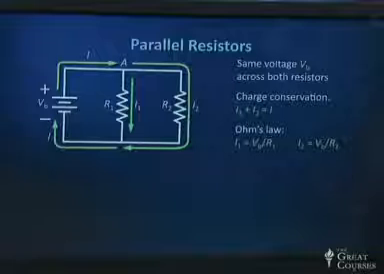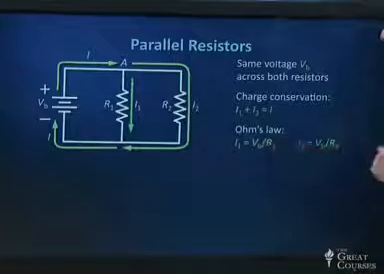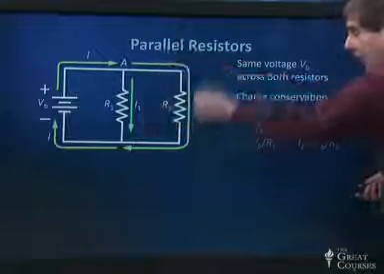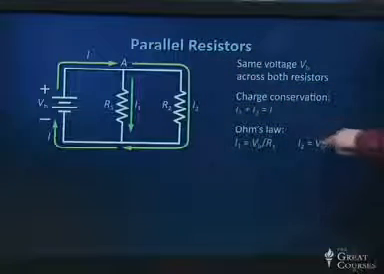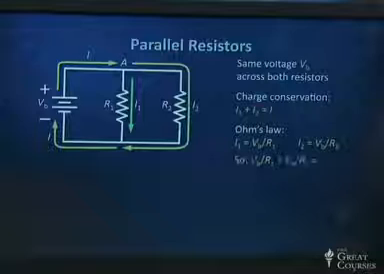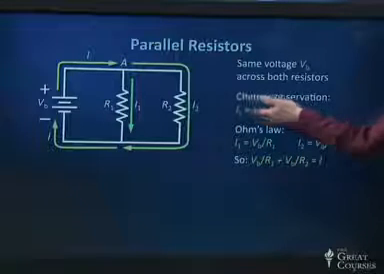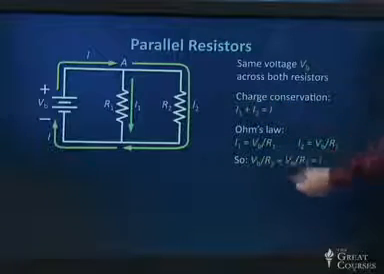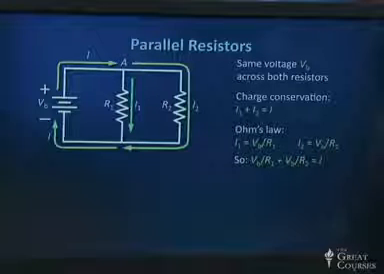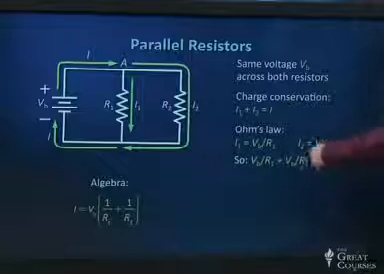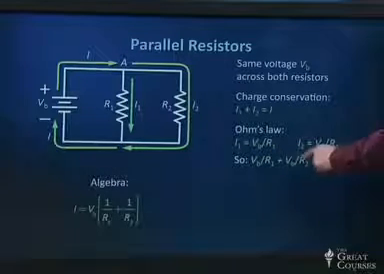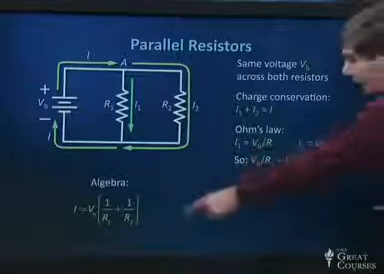We know Ohm's law again. In this case, we know that I1 is the battery voltage, which is across resistor R1 as well as across resistor R2, over R1. I2 is V battery over R2, so add those two up. I1 plus I2 has to be I. V battery over R1 plus V battery over R2 is the current I from the battery. Do a little algebra, factor out the V battery from those, and write I like this.